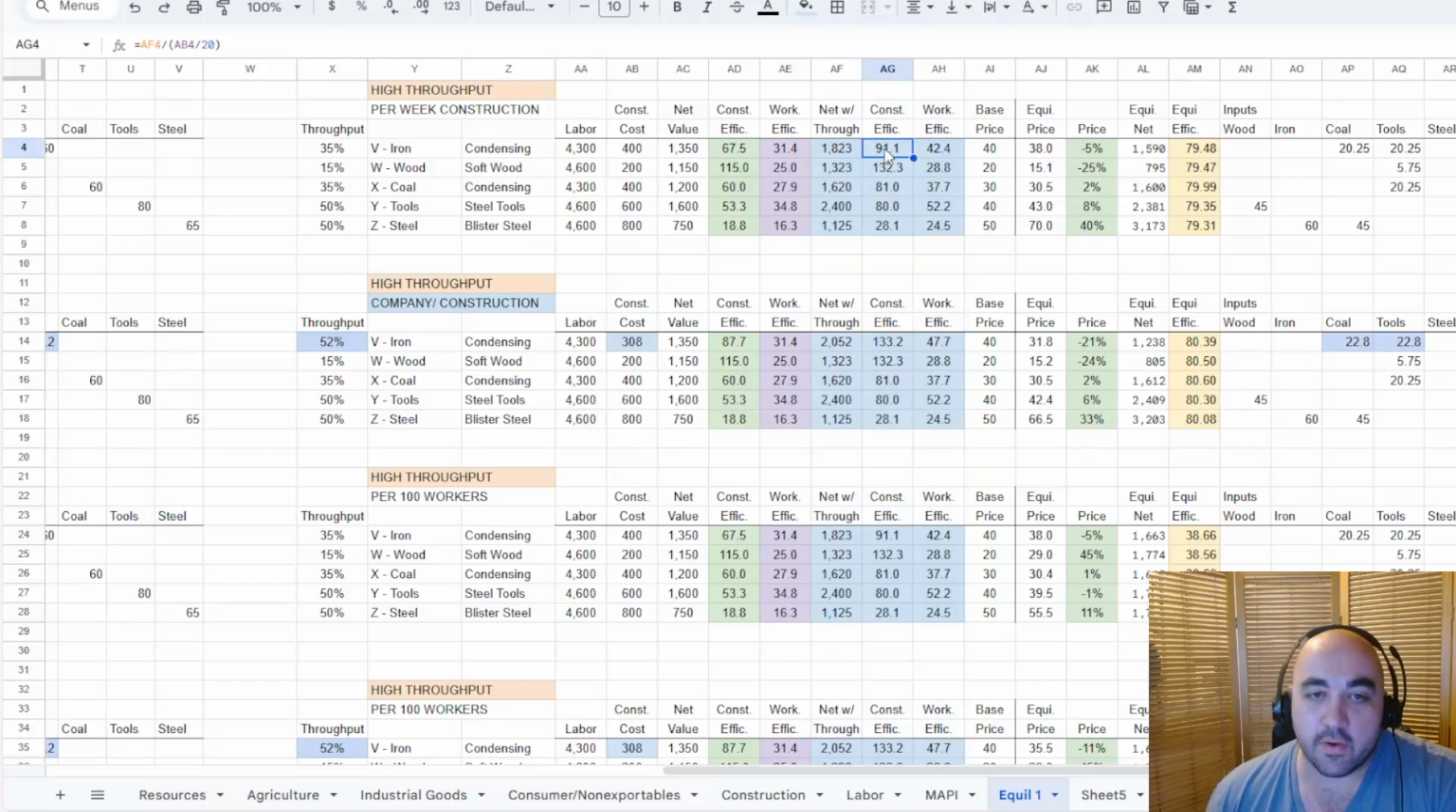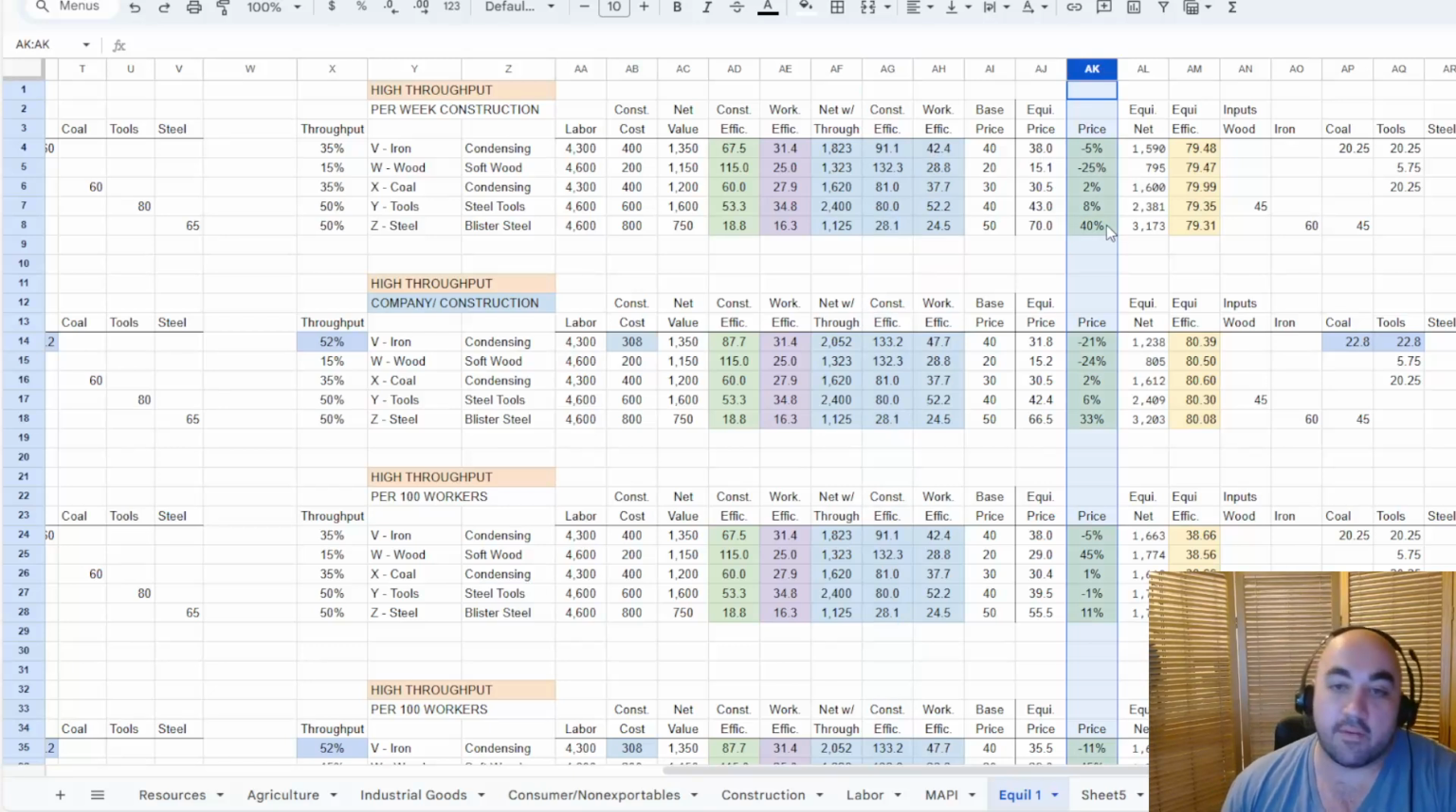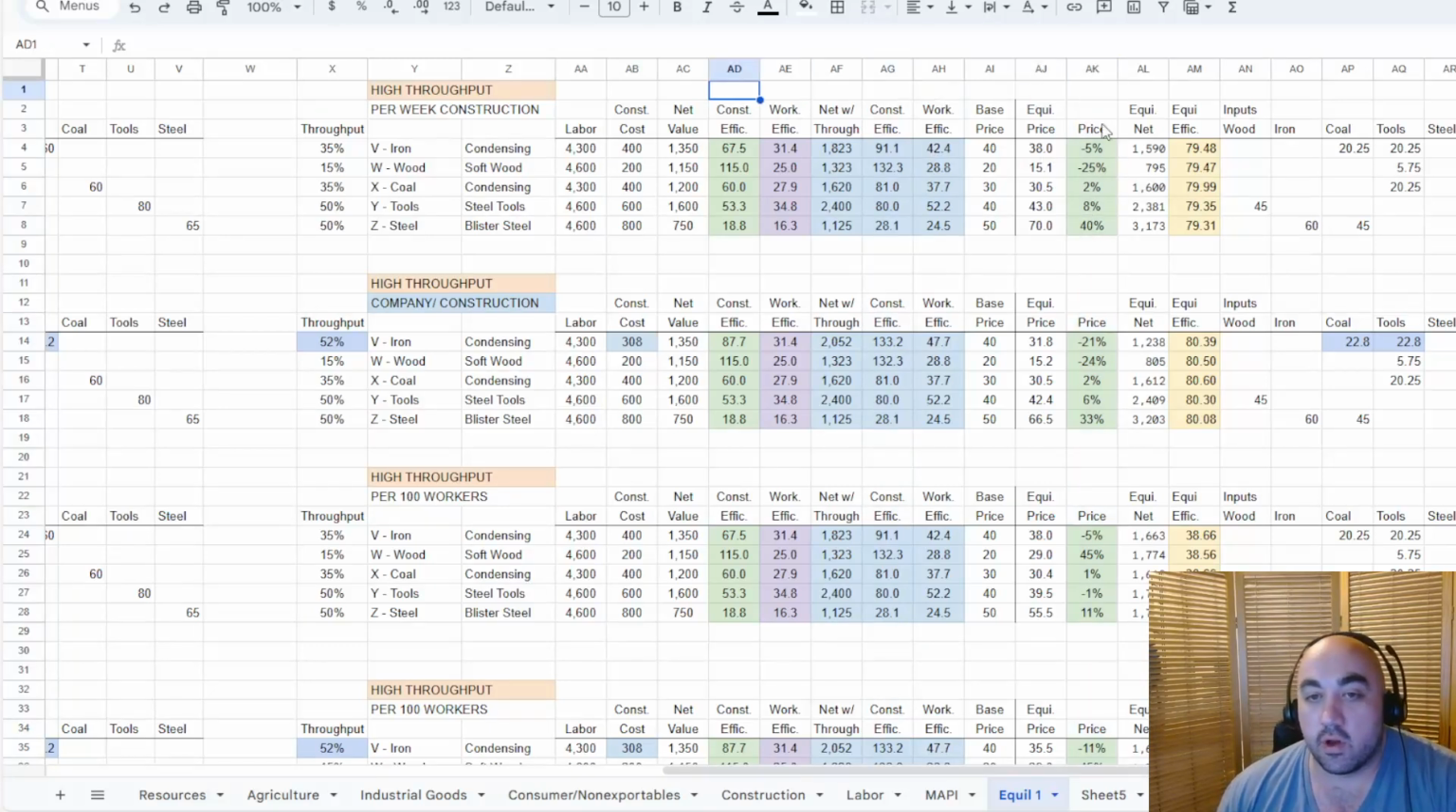And you will see a rearranging of what is most efficient in regards to both construction and worker efficiency as a result of this pulling through. And you will also see a commensurate or similar change in the prices relative to the prices we have on the far left. Now we will have to scroll over, but minus 5% is the equilibrium here for the iron, minus 25%, and then 2%.